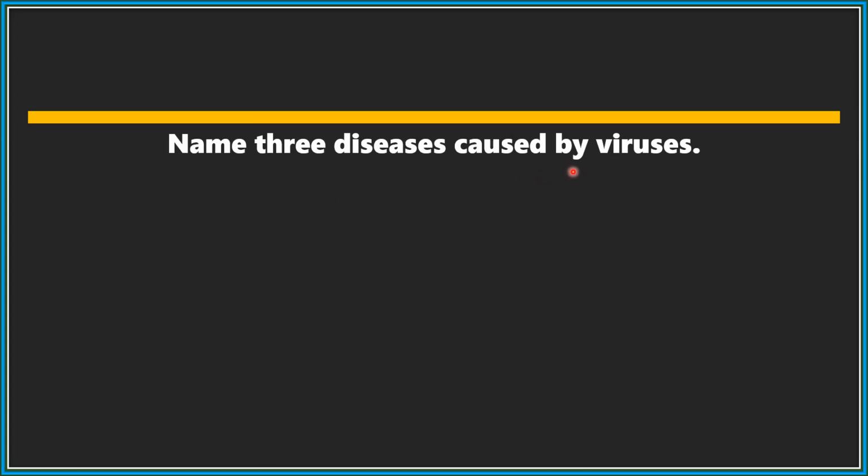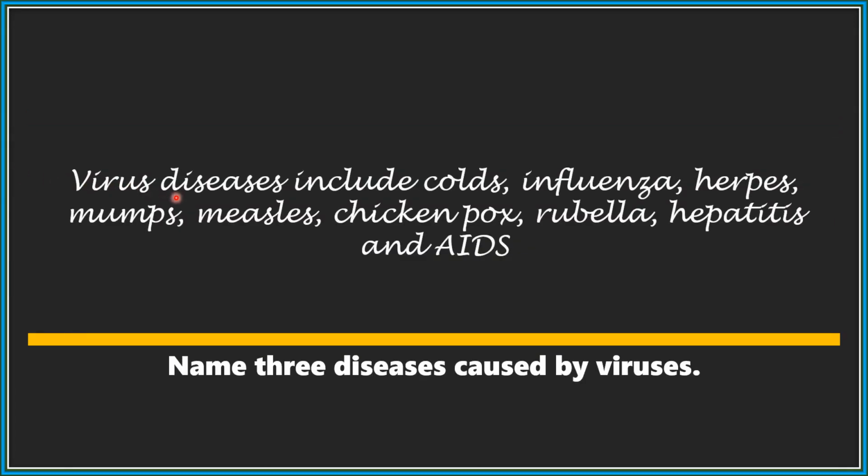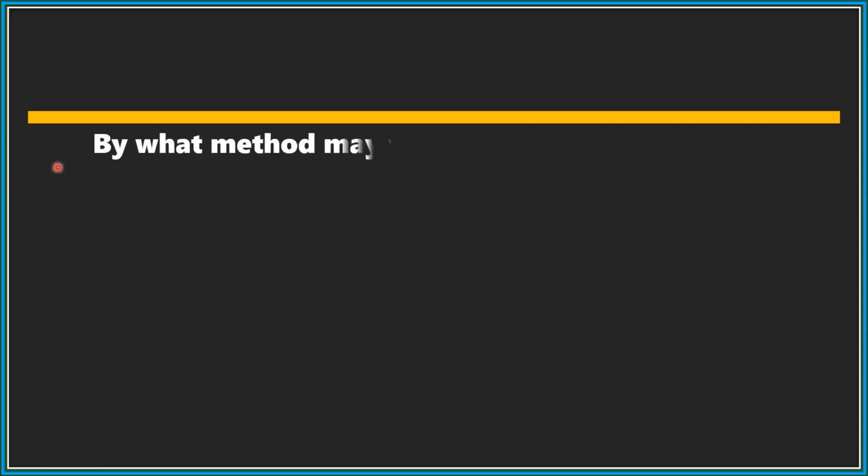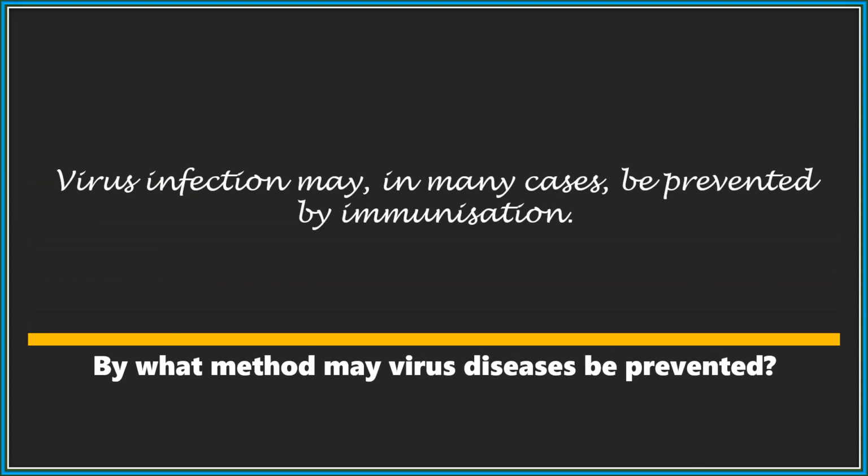Name 3 diseases caused by viruses. Virus diseases include colds, influenza, herpes, mumps, measles, chickenpox, rubella, hepatitis, and AIDS. By what method may virus diseases be prevented? Virus infection may, in many cases, be prevented by immunization.